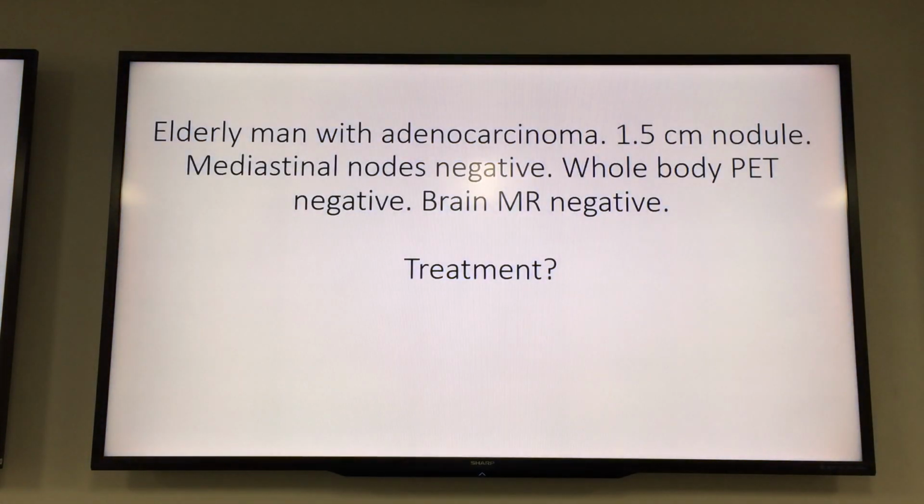All right, Mina. So we're changing this scenario. Elderly man, adenocarcinoma, 1.5 centimeter nodule, right? Less than 3 centimeters, nodule, not mass. Everything is negative. Nodes negative, PET negative, brain MR negative. So all they have is the nodule. How do you treat? In this case, can we maybe operate and remove it? What operation do we do?